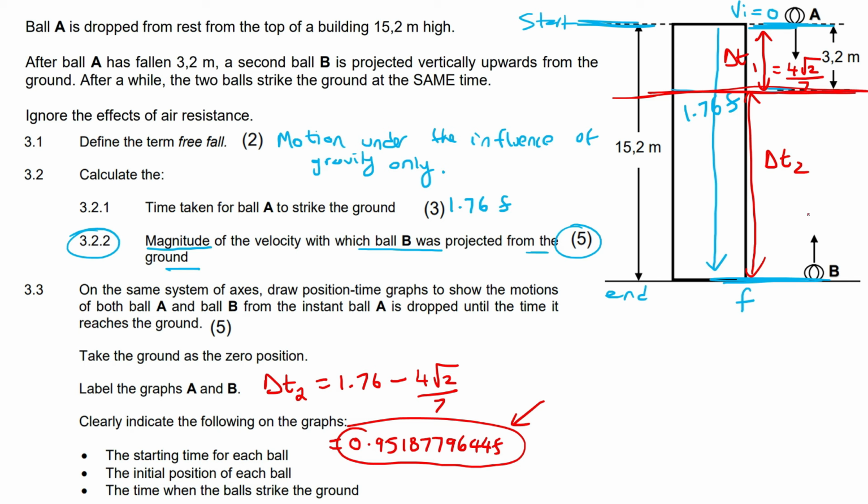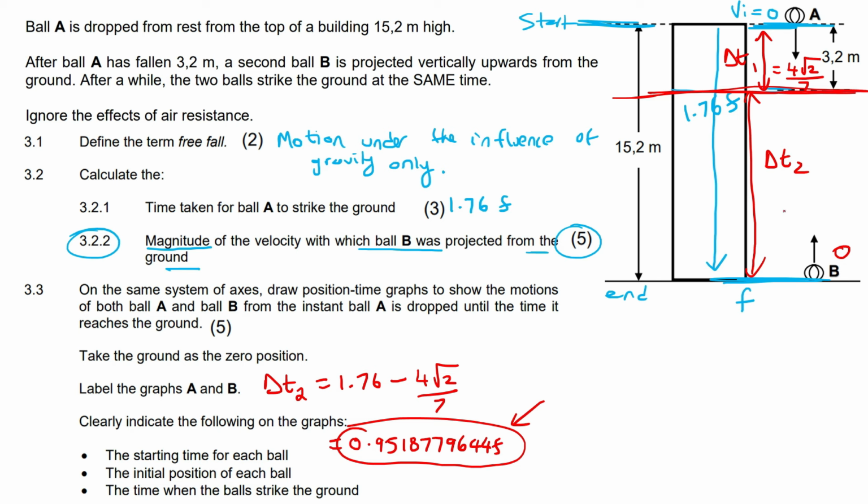We also know, what else do we know? Oh, we also know B's acceleration, of course. And we can also know B's displacement. It's going to be zero. Why? Because B goes all the way up and then goes all the way down. So what's that in displacement? Zero, right? Displacement is the distance between your starting and your ending position. But if your starting and your ending position is the same place, well, then your displacement has to be zero.